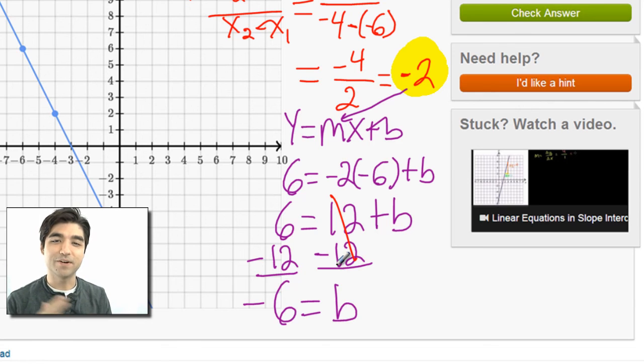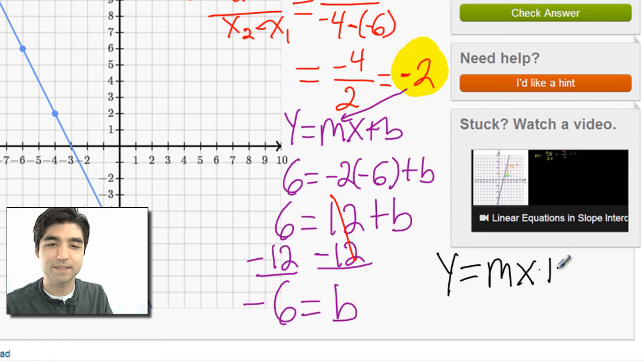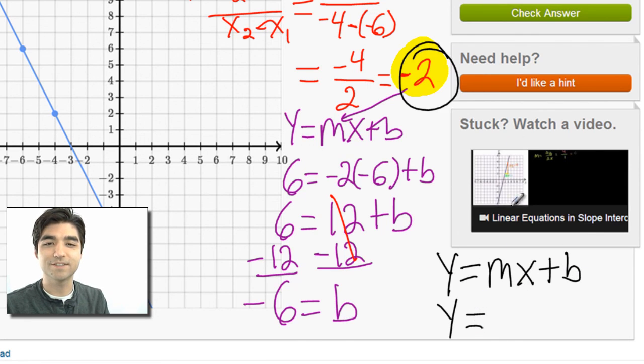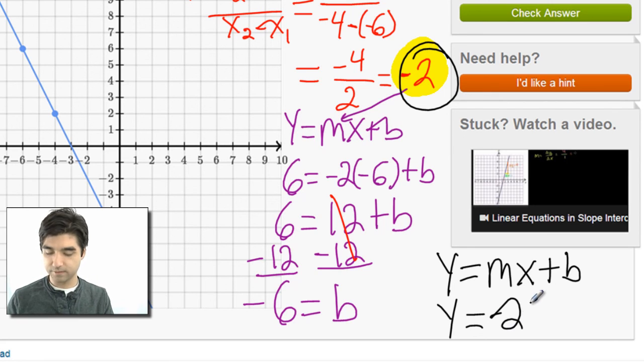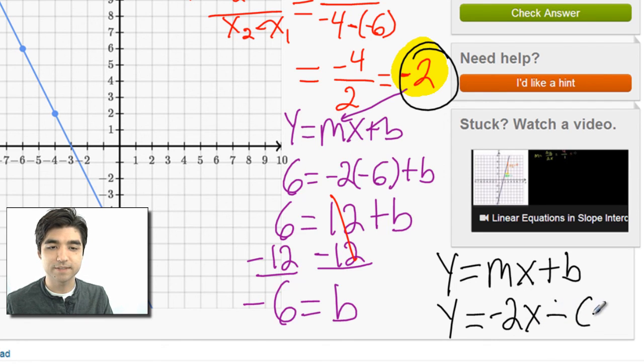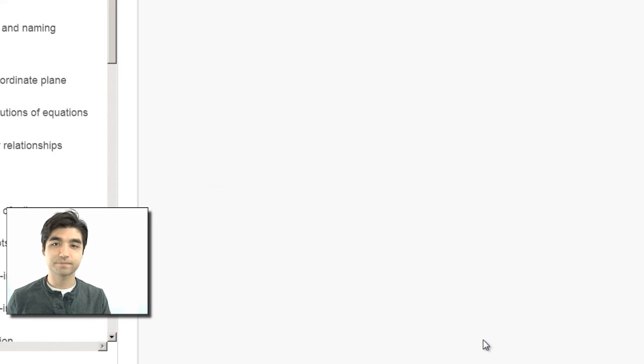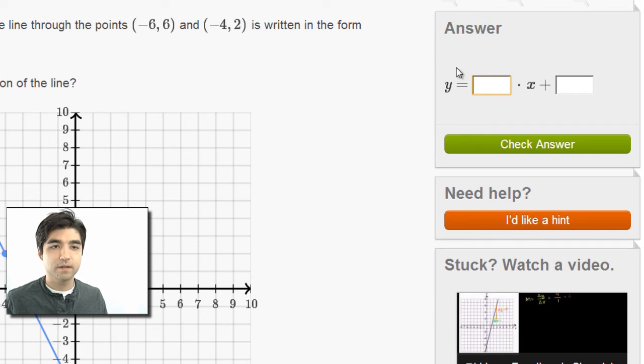Okay, so now we have all our pieces. We have our m and we have our b. Now we can make our equation. So y equals mx plus b. So our m equals -2, and our b equals -6. So you take these numbers and you're going to type them in order to get the answer. So let's try that out. So we got -2 and -6.